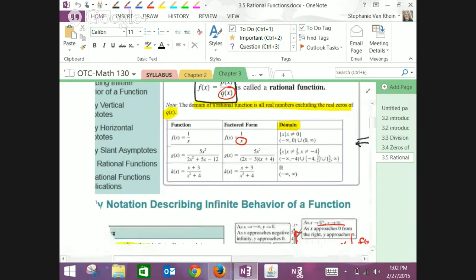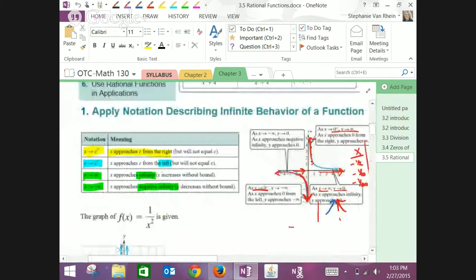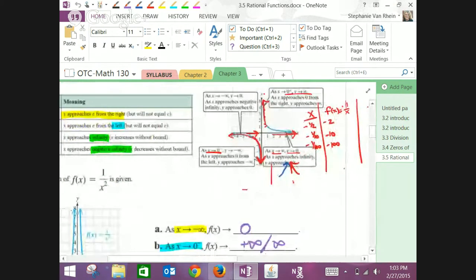So on the first page, we talk about this notation of infinite behavior of a function. This is the first chapter in a calculus class. What is the function tending to as it approaches any given point, or infinity or minus infinity, right?